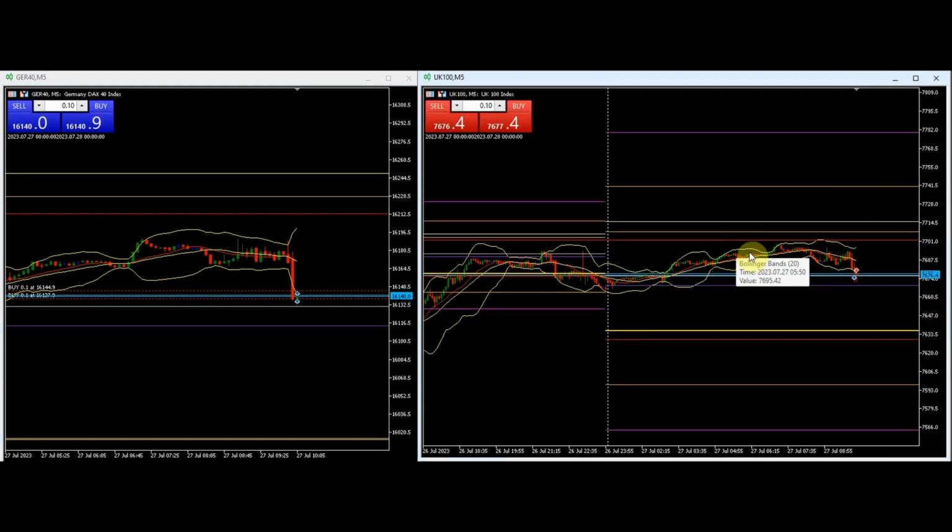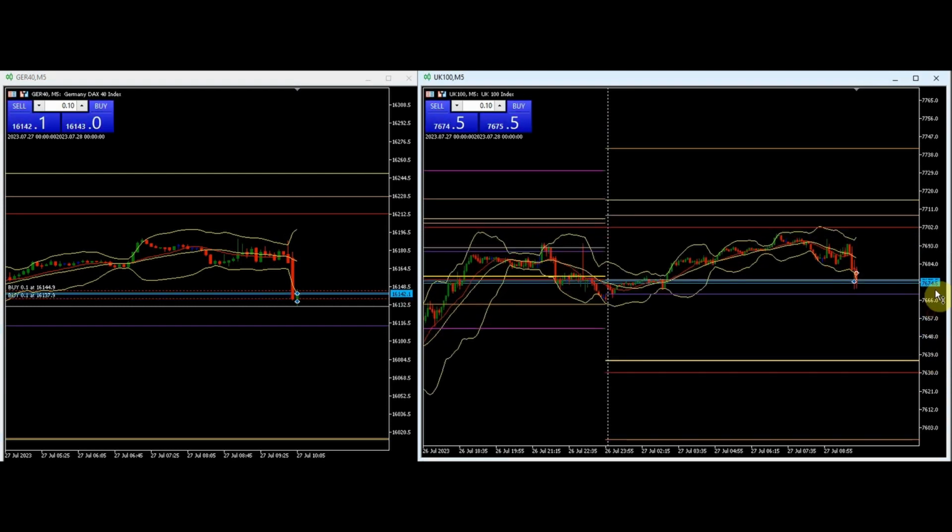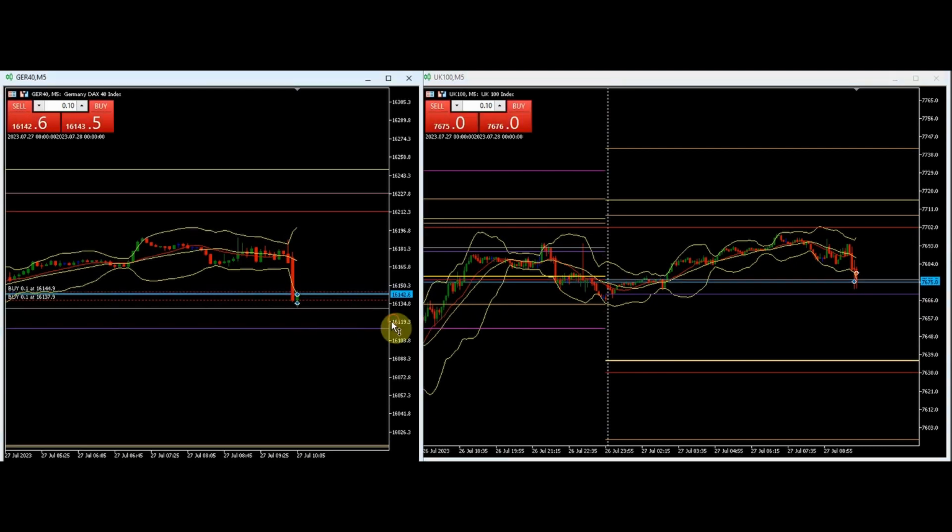But yeah, basically what we're looking for is rejections off these levels using targets. So for example, if we reject off here and we're looking for a short, we might target either the close or the alternate S1, like the S1 on the other side of the triple bands. We're getting that reaction now, so we've tapped the close. We're getting a bit of a reaction.